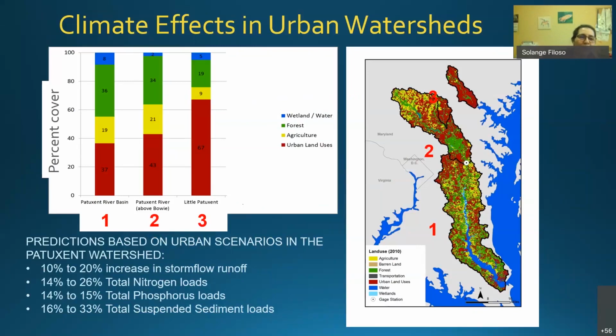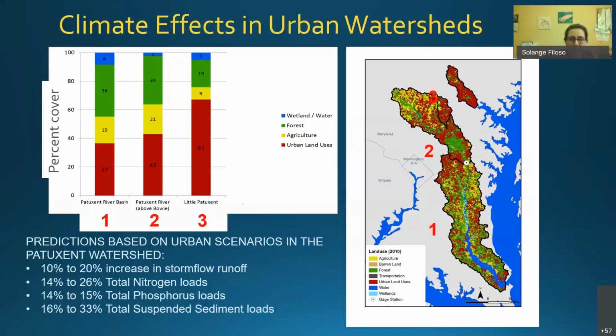And what we see in this figure on the left, these bars show different parts of the Patuxent watershed. Number one is the entire Patuxent watershed. Two is the above buoy, and then the Little Patuxent. You can see that these three areas have different levels of imperviousness or urbanization. And what we estimated is that the nitrogen loads, phosphorus loads, and sediment would increase from about 14% to 26% with increasing imperviousness. 14% for nitrogen, 14 to 15% for phosphorus, and 16 to 33% for total suspended sediment loads.